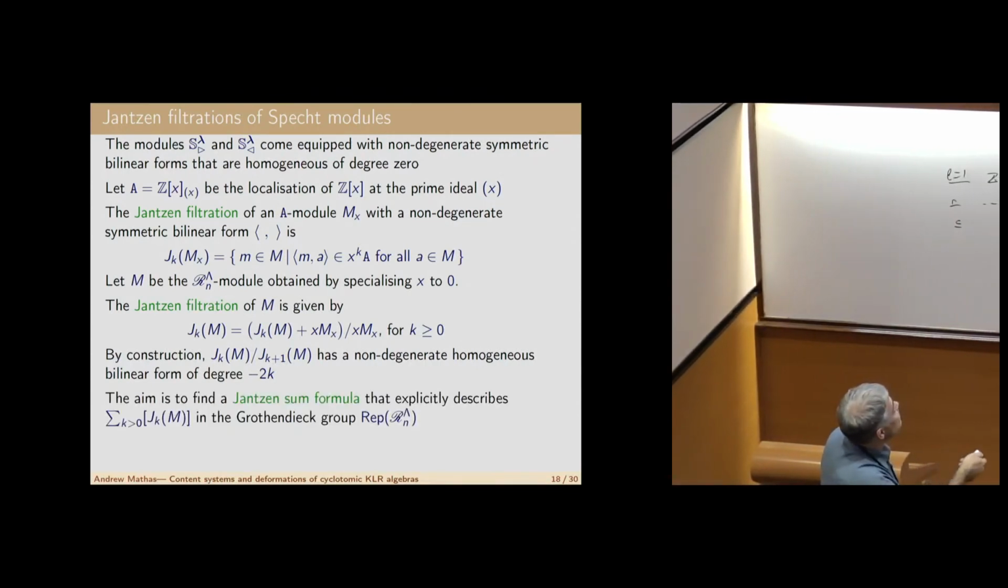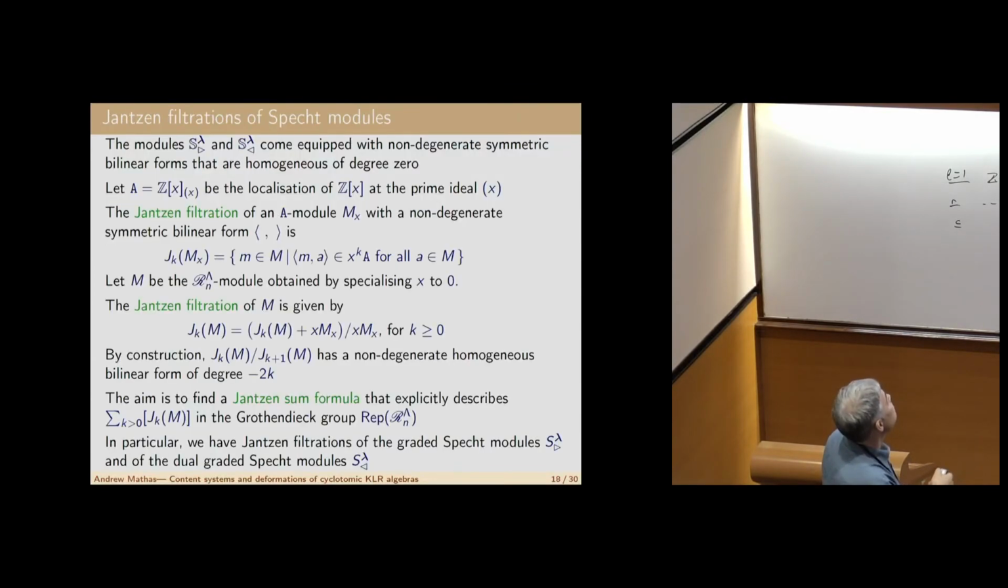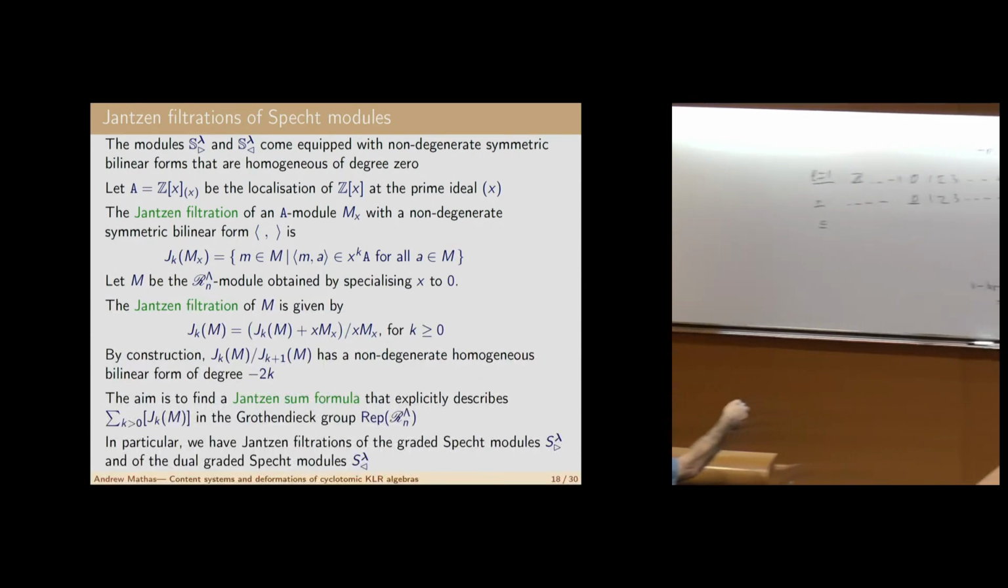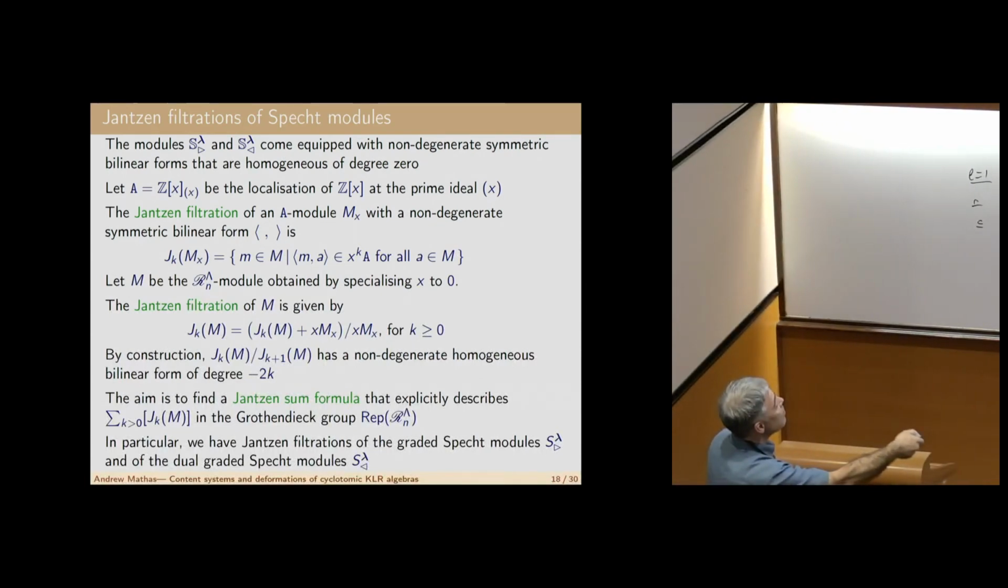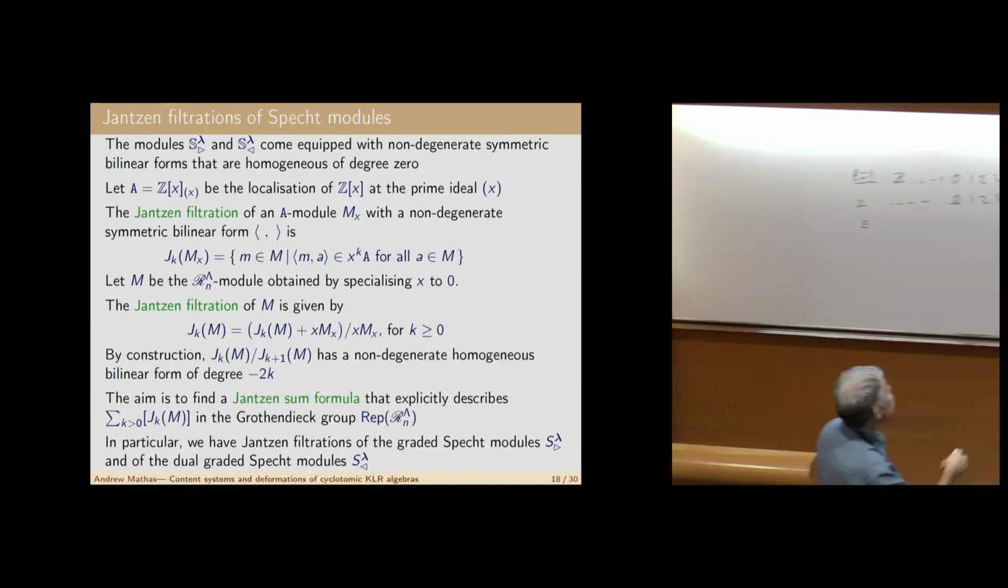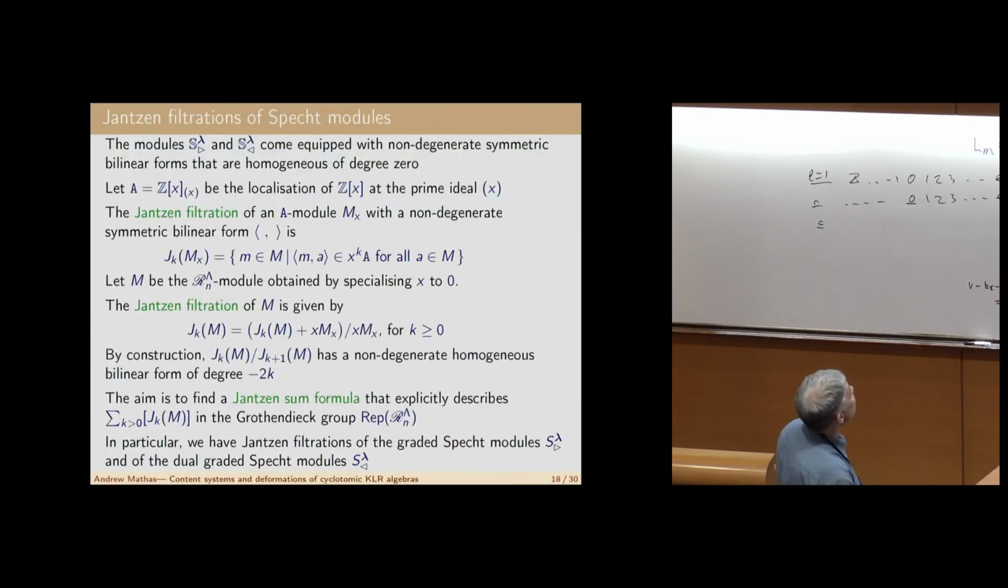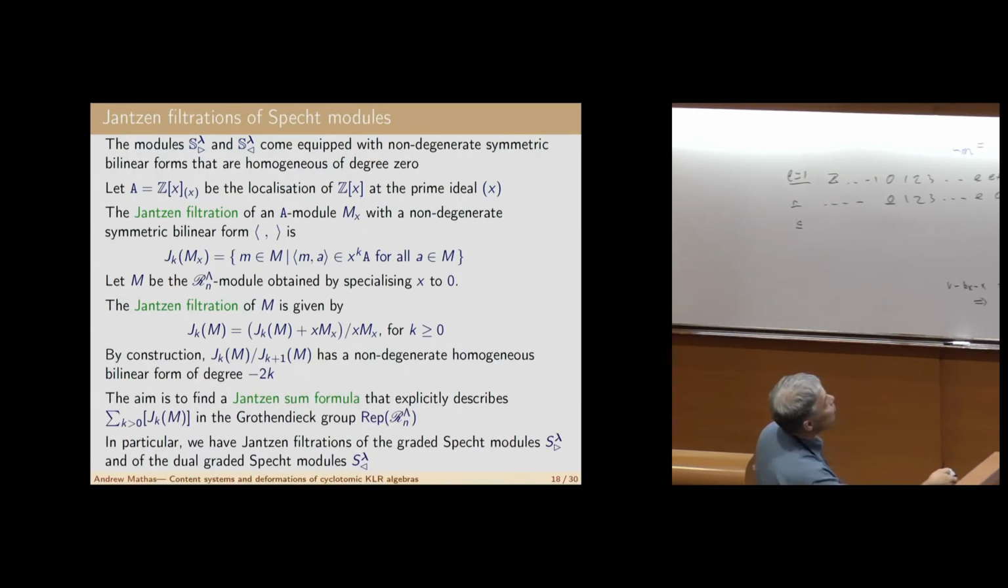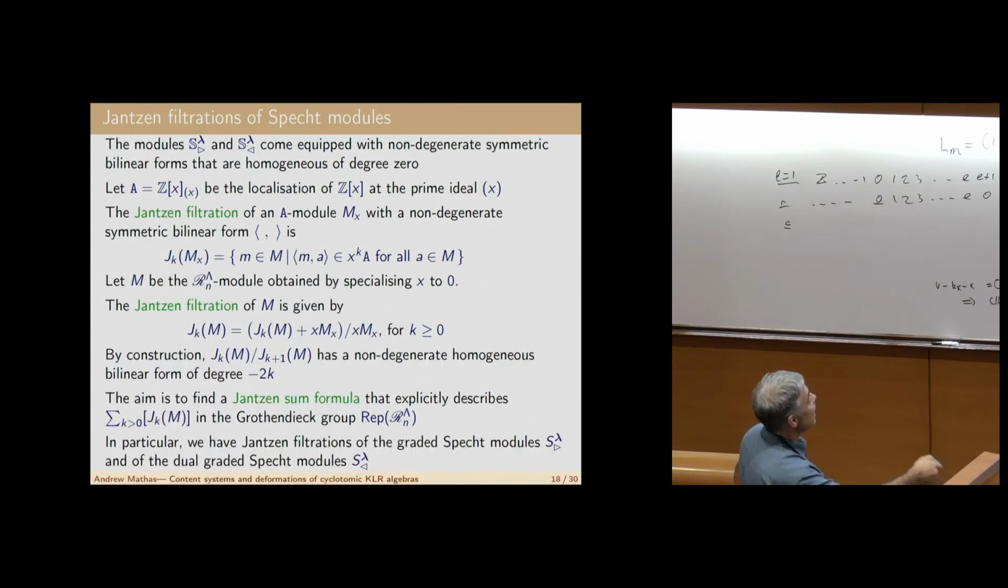And the aim is to find some sort of Jantzen filtration which explicitly describes the sum of the pieces in the Jantzen filtration. I could just describe this sum, but it's easy to work inside the Grothendieck group. So in particular, via this general construction, we get graded Jantzen filtrations for the Specht modules and the dual Specht modules.